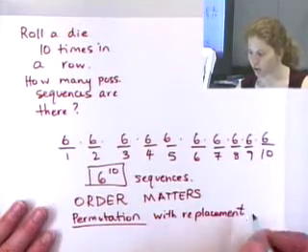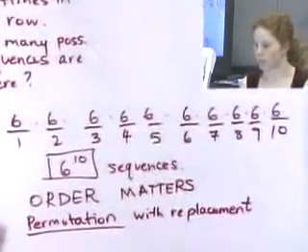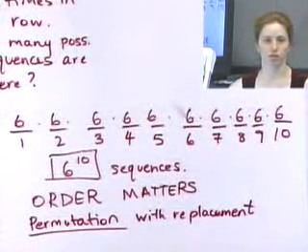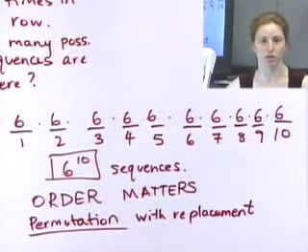There's no button on your calculator that will do permutation with replacement, because it's so easy to draw the picture and figure out that it's 6 to the 10th, and you can just use the power button on your calculator.